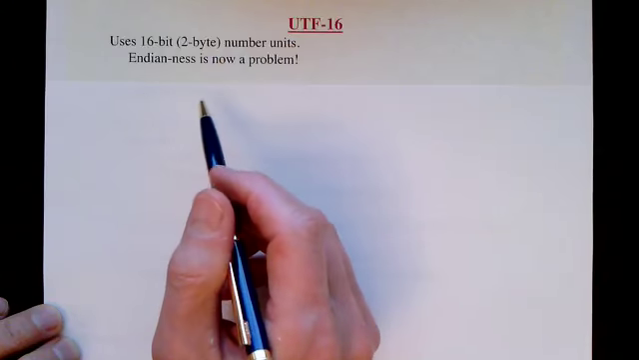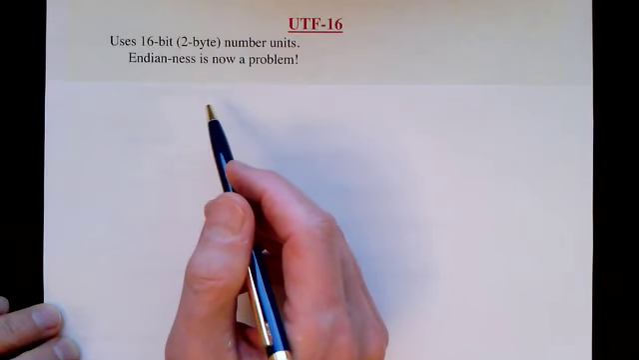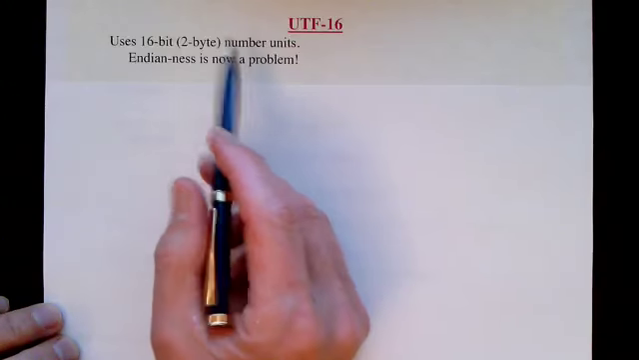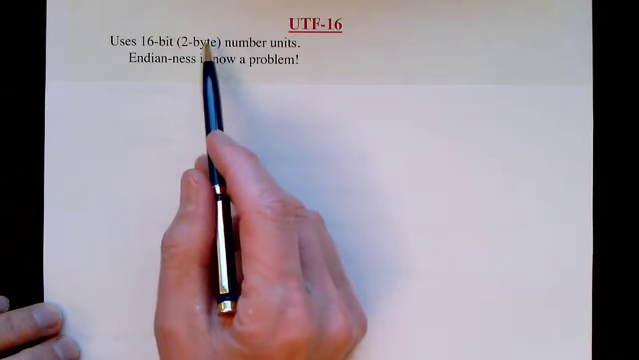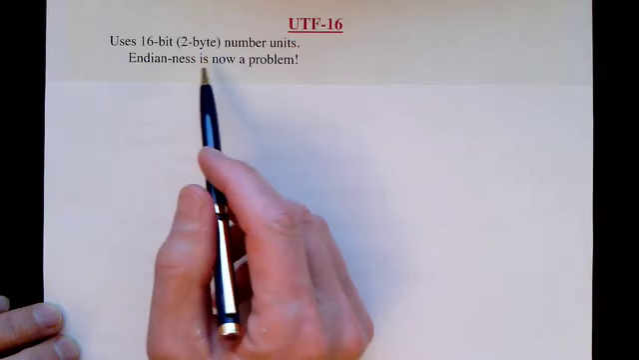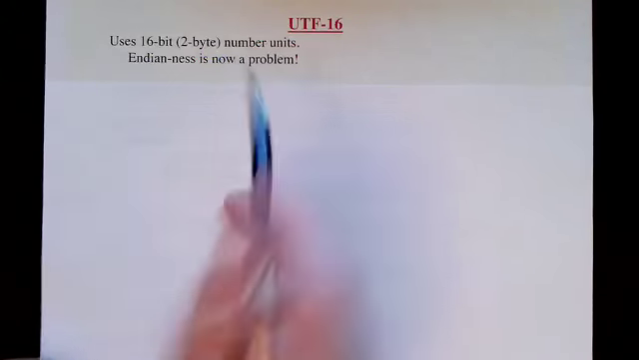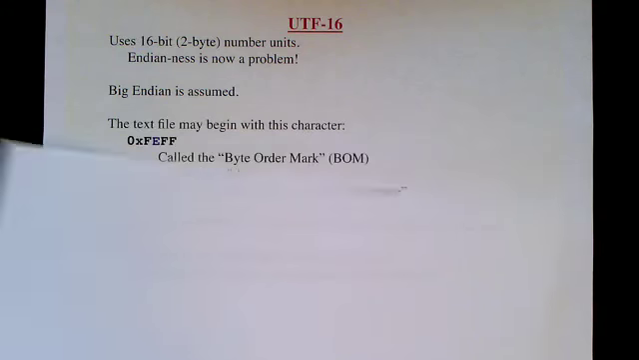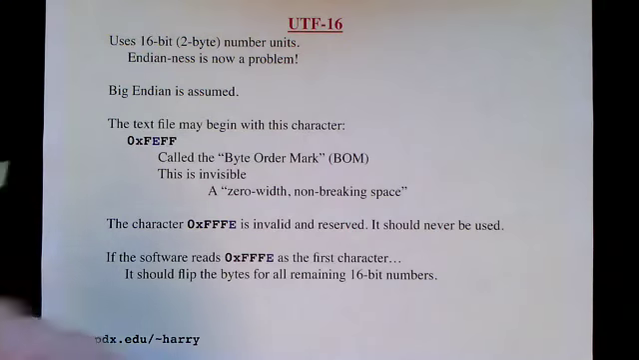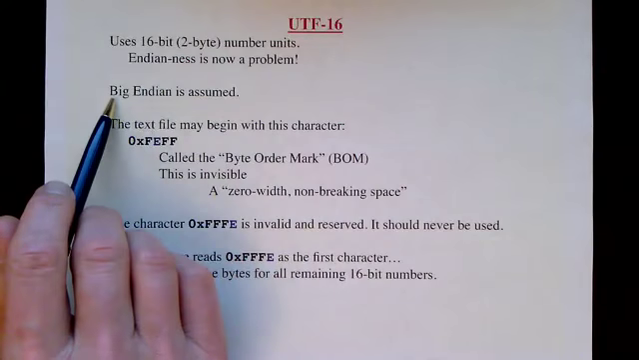So the file is viewed as a sequence of 16-bit integers. Each integer is 2 bytes long. And so now we have the issue of endianness. UTF-16 assumes big endian order.